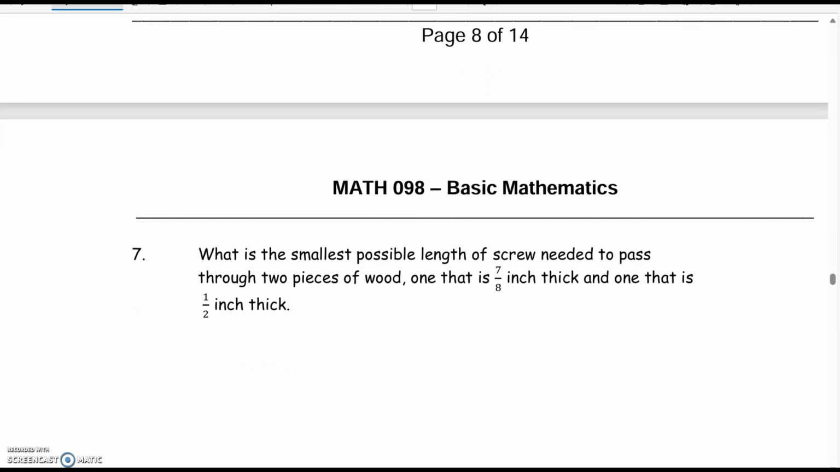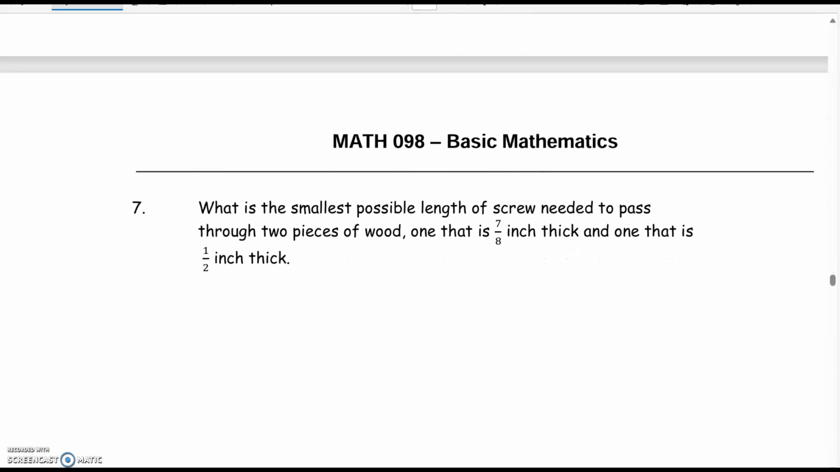Now, what is the smallest possible length of screw needed to pass through two pieces of wood? One that is 7/8 inch thick and one that is 1/2 inch thick. Let's say this is 7/8 inch thick.